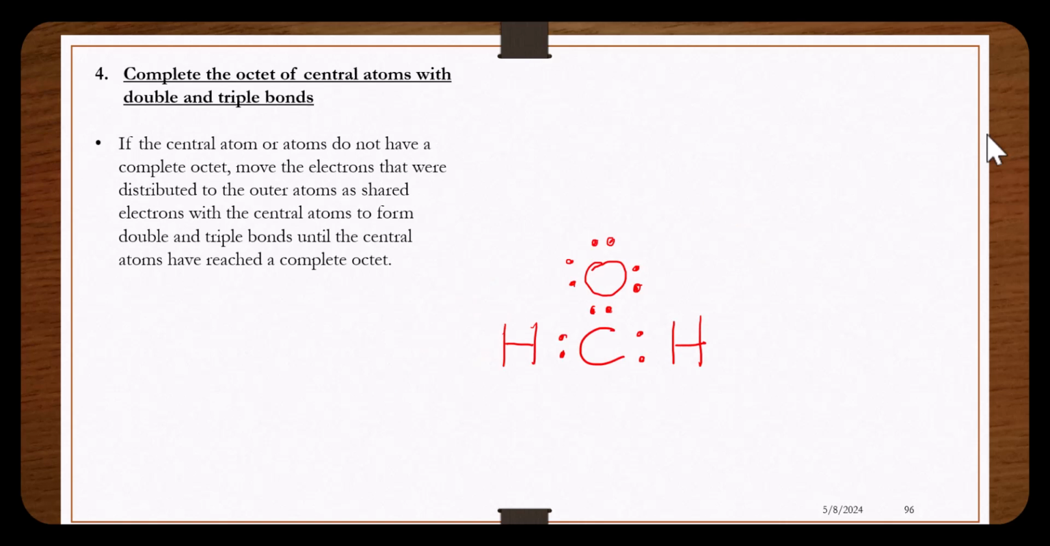If the central atom or atoms do not have a complete octet, move the electrons that were distributed to the outer atoms as shared electrons with the central atoms to form double and triple bonds until the central atoms have reached a complete octet. So evaluating each atom in the molecule, we can see that oxygen has a complete octet with 8 valence electrons around the oxygen. We have 2 bonding electrons that connect the oxygen and the carbon atom, and we have 3 lone pairs of electrons that surround the oxygen.